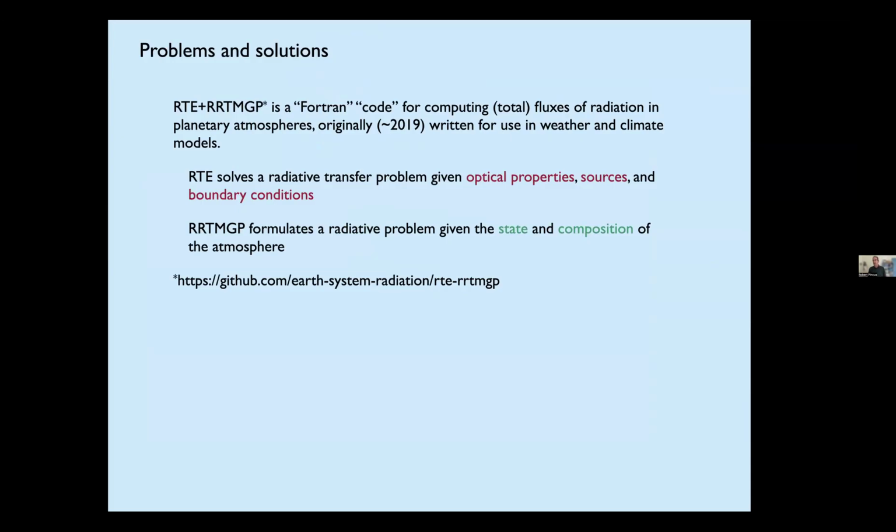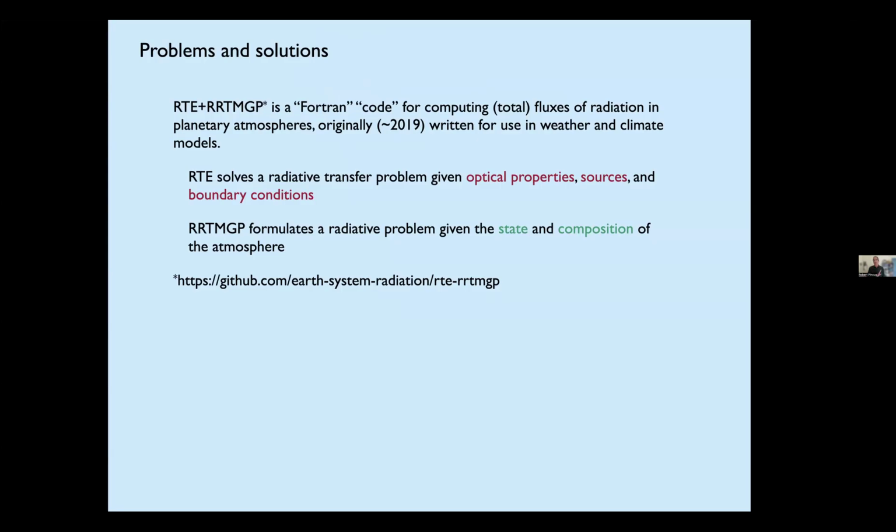I used to work in prediction. I used to work with NOAA, and as part of that I built this code with this terrible name, RTE and RTMGP, and I'll explain that. It's a Fortran code for computing how light energy flows through the atmosphere, the sunlight and the light from the planet. Originally, we started this project in about 2019.